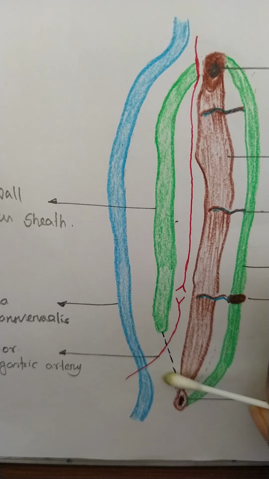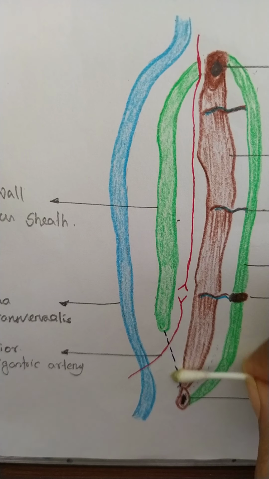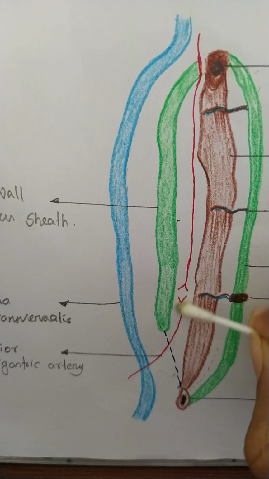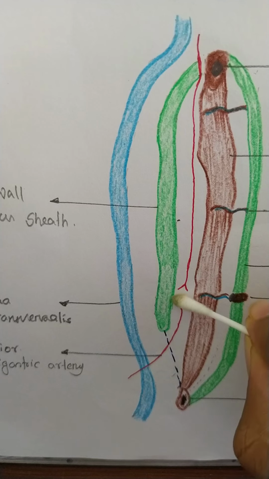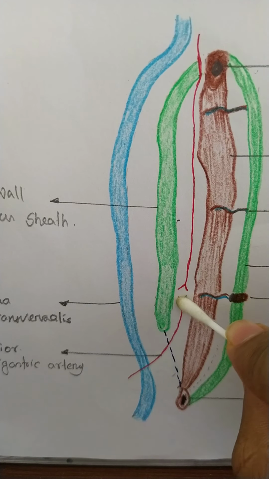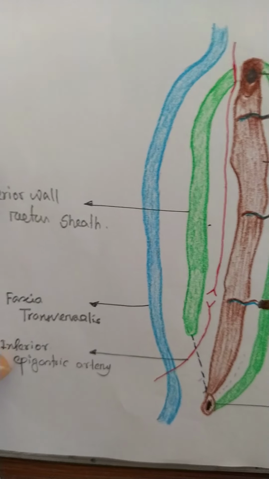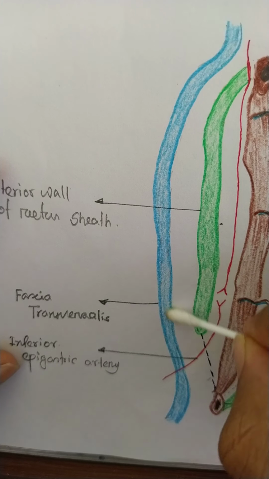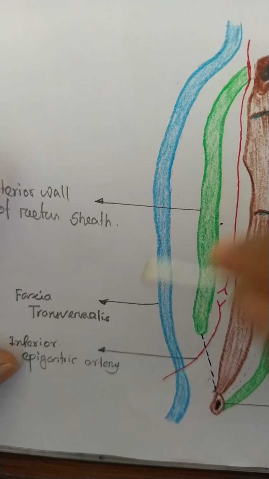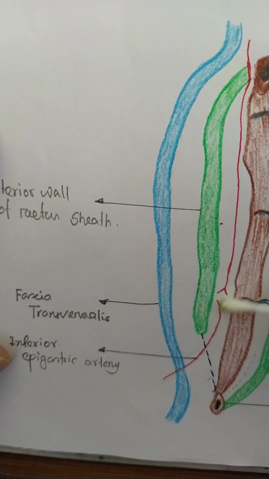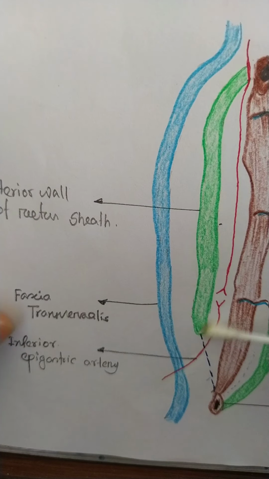You can review that part of the video also. So this is the fascia transversalis. The inferior epigastric artery pierces the fascia transversalis and goes under the rectus abdominis muscles. You can see this is the fascia transversalis, and the artery is piercing or penetrating the fascia transversalis layer and goes to the umbilical region.